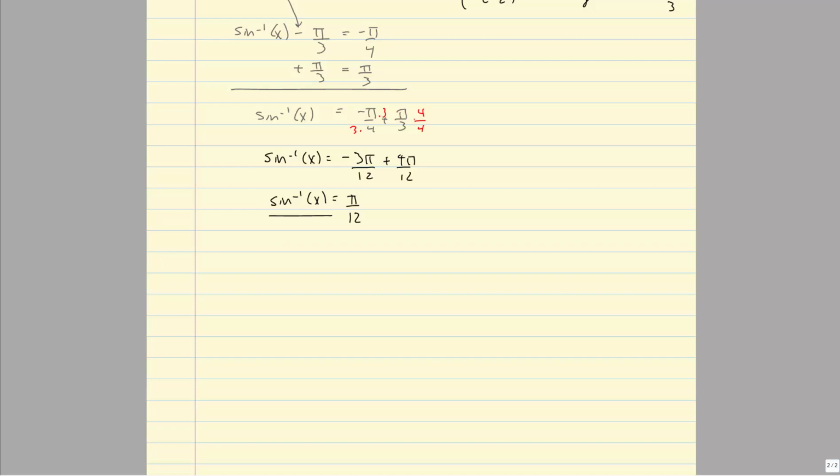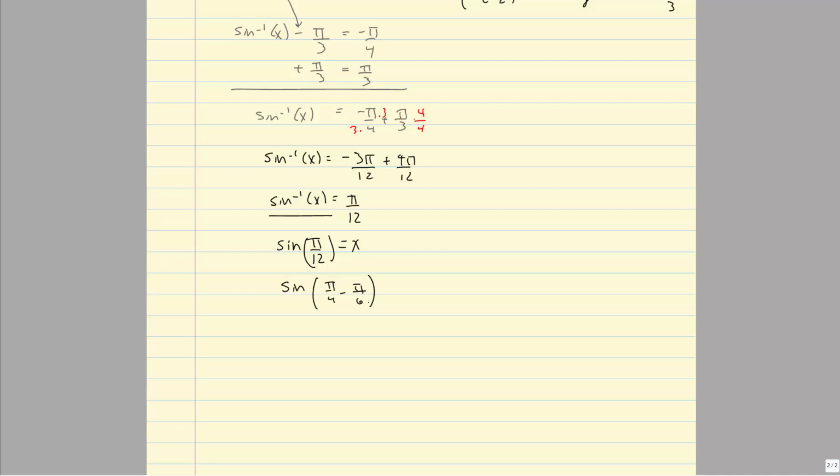So this is saying that the sine of pi over 12 is equal to x. What angle has the sine of x? Pi over 12 does. The sine of pi over 12 is x then. Now pi over 12 is not a standard angle that we're used to working with. However, I can work with two angles, pi over 4 minus pi over 6, to get pi over 12.